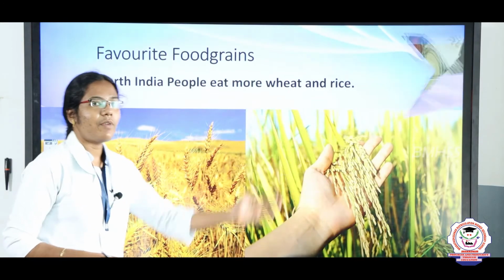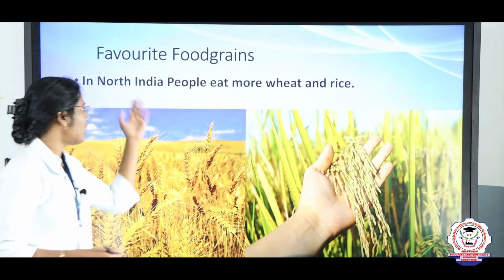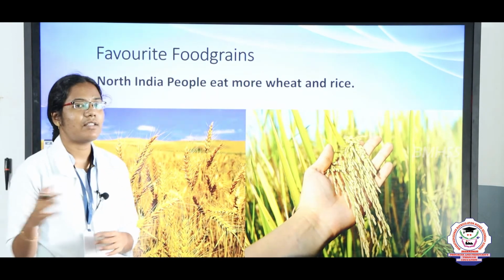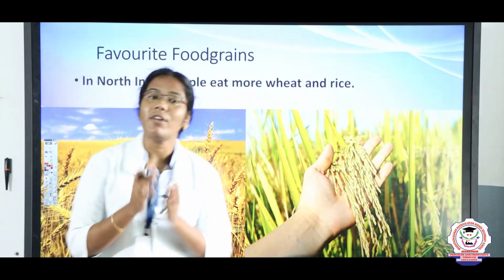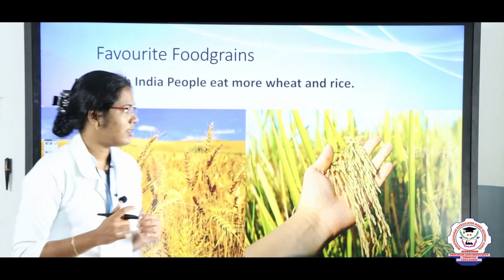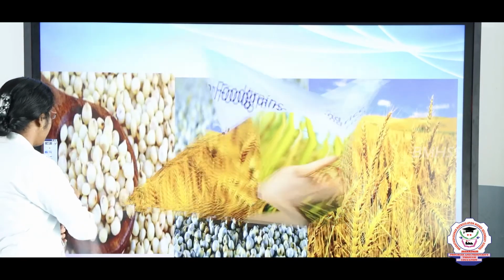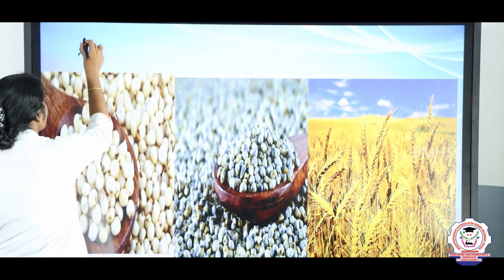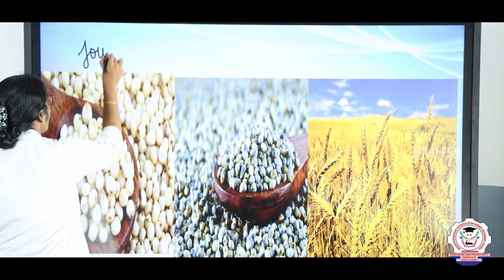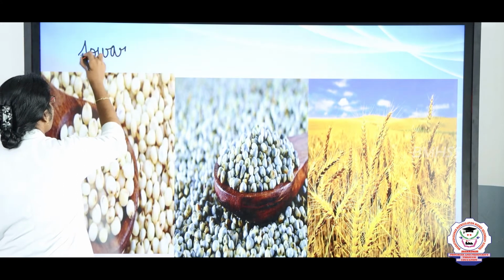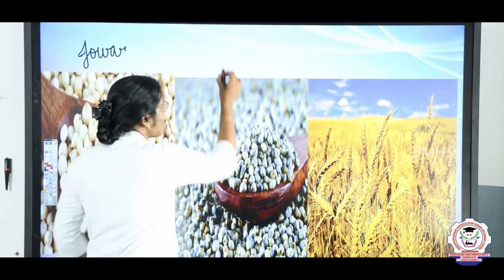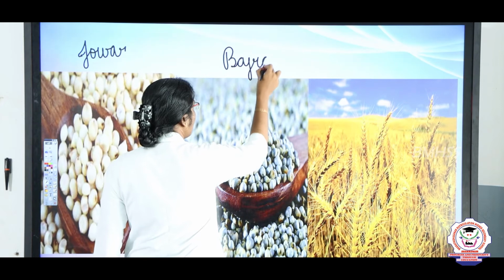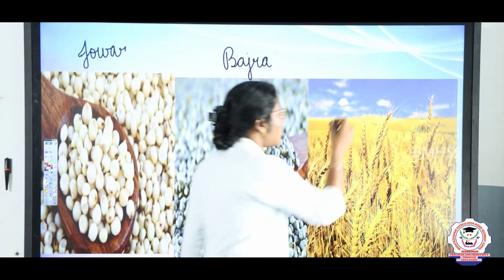Yes children, next topic we are going to see is favorite food grains. In North India, the people eat more wheat and rice. They eat food which is made up of wheat and rice. Then some of the crops like jowar, J-O-W-A-R, jowar. Then this is bajra, B-A-J-R-A, bajra. Then this picture, wheat, right?